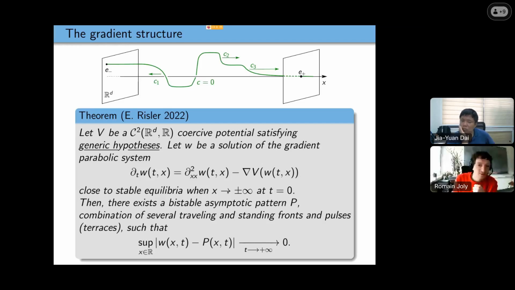To obtain this, you really need this gradient structure. But what is important is that it's not a local stability, it's a really global stability. In particular, you do not assume to be close to anything, and in fact, you do not know anything about the traveling waves. It's not even important to know that there are traveling waves. The existence of traveling waves is a consequence of this result.